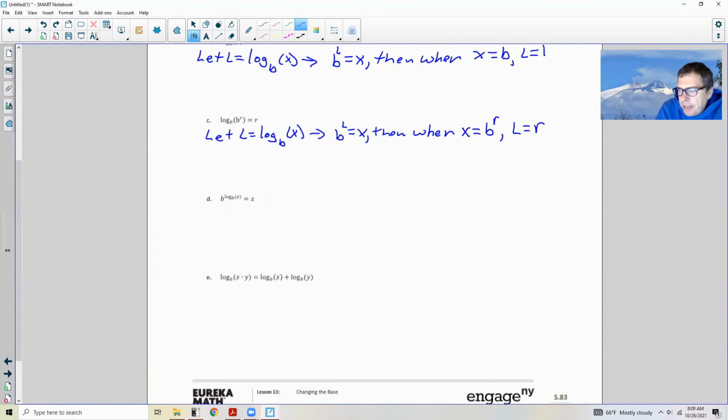All right, so part D. Then these get a little bit more complex. This one here is a power. So if we let L equal log base b of x, then b to the L equals x. So therefore, when x equals, and what is our x in this situation? Log base b of x is equal to b to the L equals x. So when x equals, x will equal b to the power of log base b of that x.